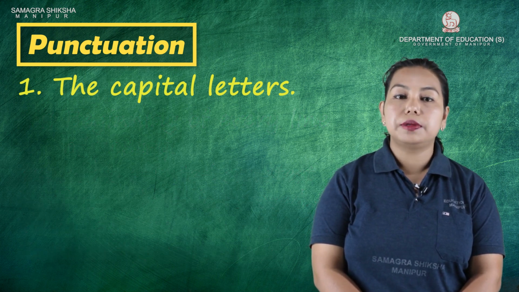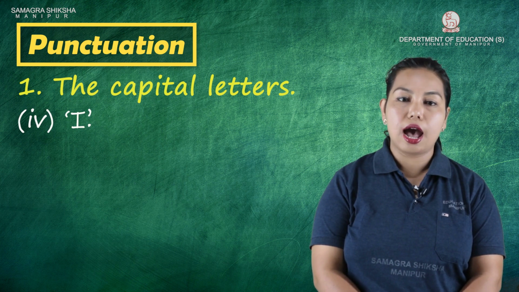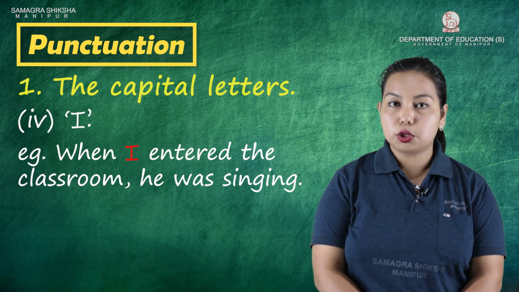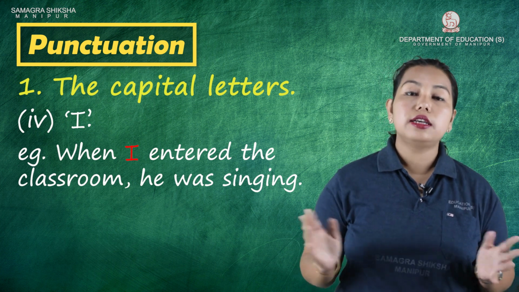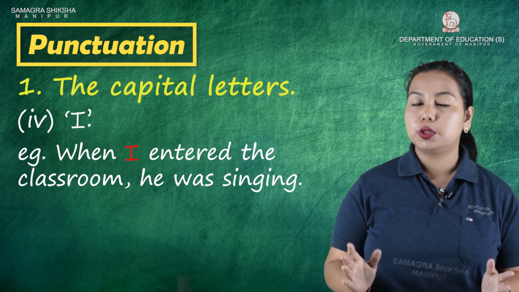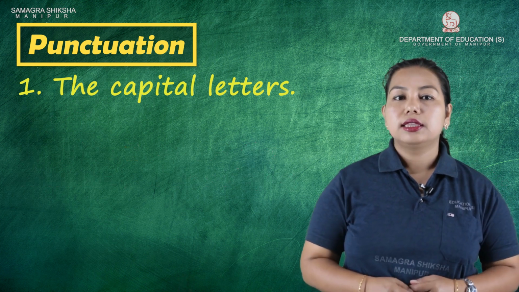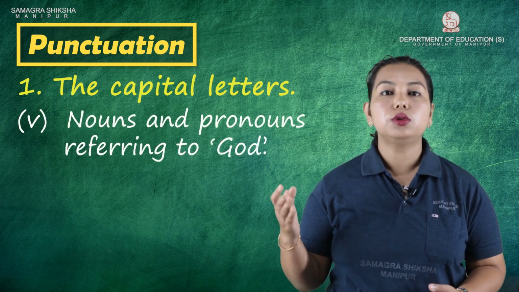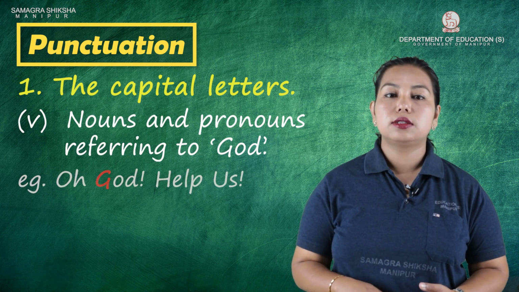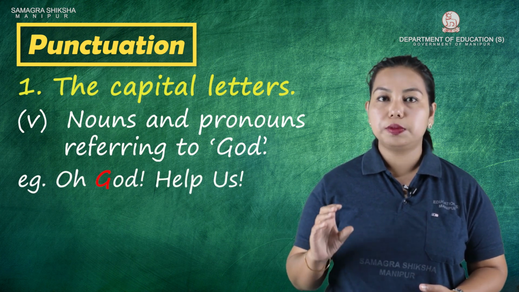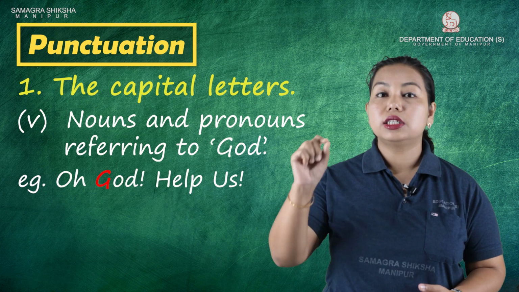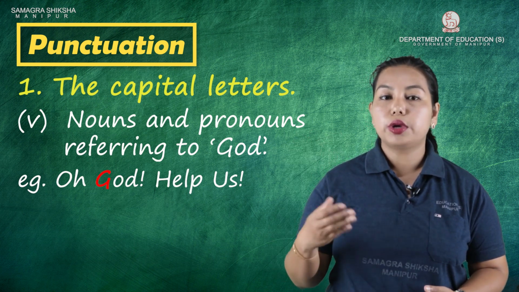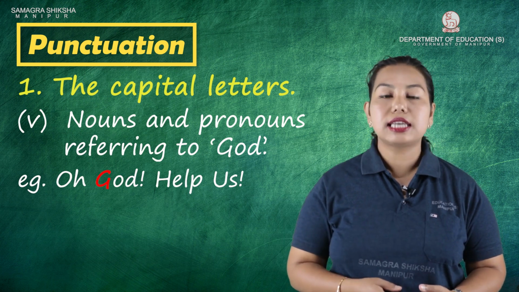Then the next use of capital letter is to write the pronoun I. For example, let us take this sentence. When I entered the classroom, he was singing. Here I is used as a pronoun. So we have to use the capital letter I. Then the next use of capital letter is for all nouns and pronouns referring to God. For example, in this sentence, Oh God, help us. We have to begin God with the capital letter G because it stands for the Almighty God.